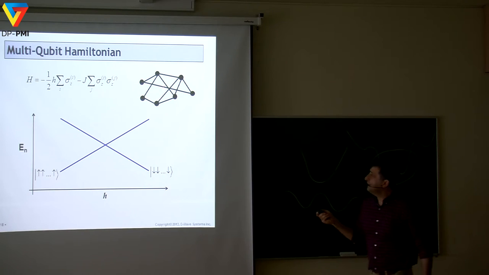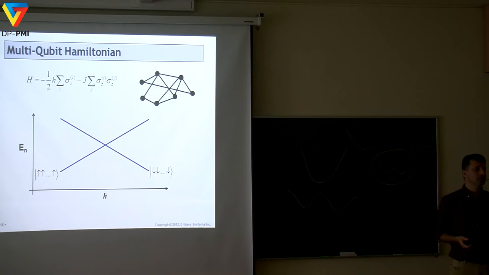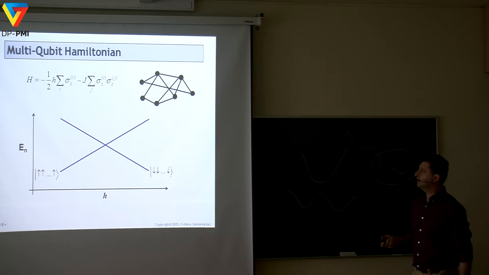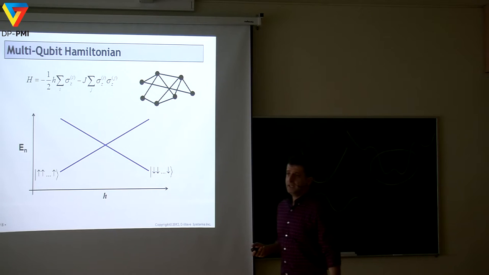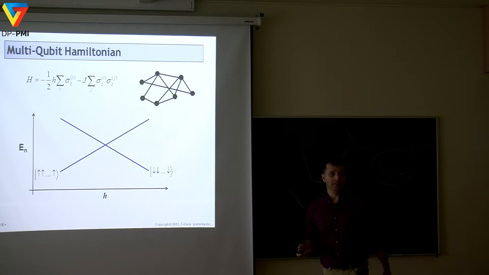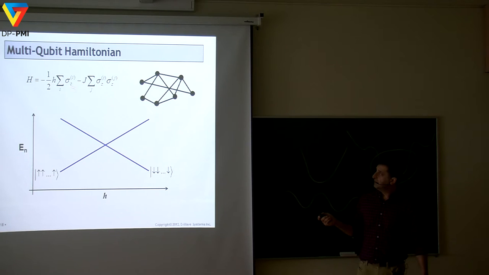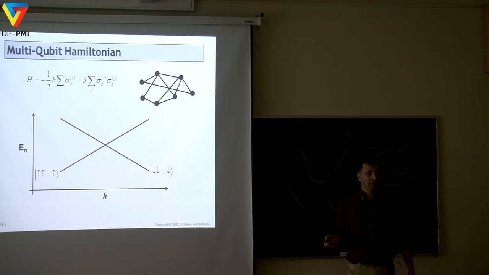Imagine you have a bunch of qubits or spins coupled to each other ferromagnetically. If they're coupled ferromagnetically, you know that without any tunneling, without any transverse field, the ground state is either all up or all down, and the first excited state, if J is large enough, is the other one. And if I change H, which is the bias applied to all qubits, I can make one of them favored versus the other one. And at H equals 0, both of them are degenerate.